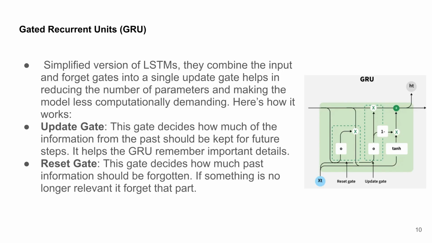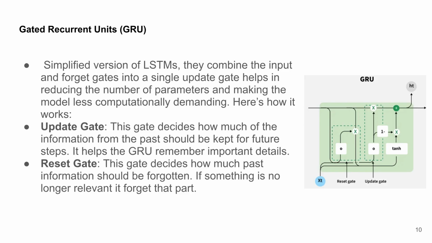GRUs combine the input and forget gates into a single update gate. This reduces the number of parameters and makes the model less computationally demanding while still capturing long-range dependencies. Here's how it works. The update gate decides how much of the information from the past should be kept for future steps. It helps the GRU remember important details. You can think of it as combining what the forget and input gates do in an LSTM.